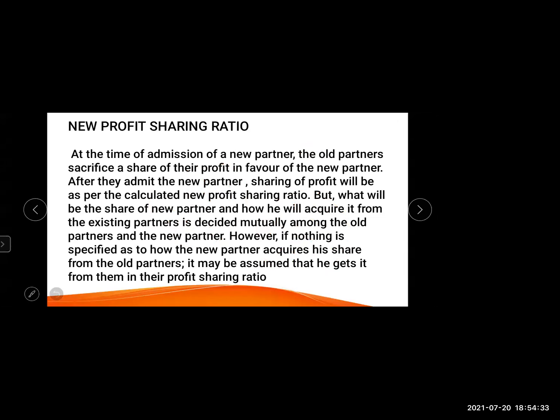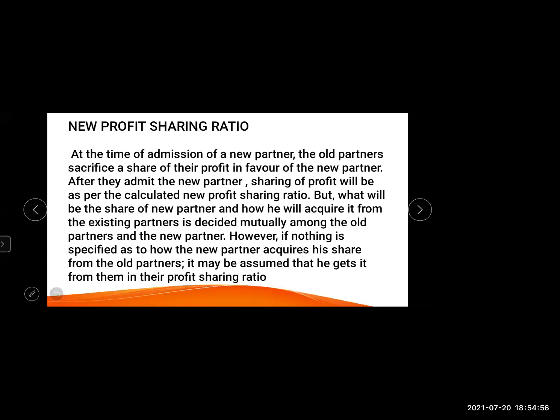After they admit the new partner, sharing of profit will be as per the calculated new profit sharing ratio. But yes, a new profit sharing ratio will be made. Okay, next, continue. But what will be the share of the new partner and how he will acquire it from the existing partners is decided mutually among the old partners and the new partner.